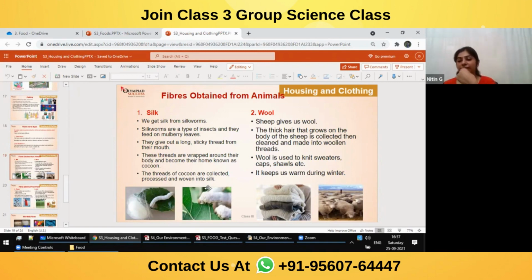Everything I have explained. Wool. Sheep gives us wool. The thick hair that grows on the body of the sheep is collected, cleaned and made into woolen threads. Wool is used to knit sweaters, caps, shawls, mufflers, all these. It keeps us warm during the winters. This everyone knows.